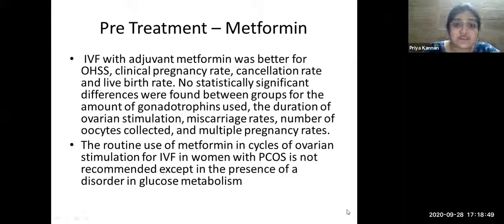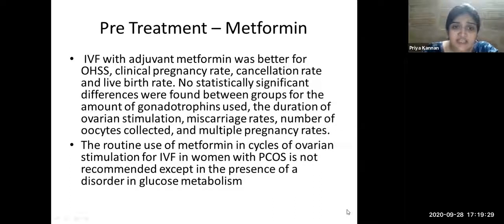However, even though no statistical differences were found between gonadotrophin uses, this difference in the pregnancy rate when metformin is used as an adjuvant was not different with different amounts of gonadotrophins, different brands of gonadotrophin, or the duration. It was irrespective of any of this. The type, amount and duration of gonadotrophin, the number of oocytes, or multiple pregnancy rates did not have any effect on the statement that metformin gives us a better outcome when used in IVF.